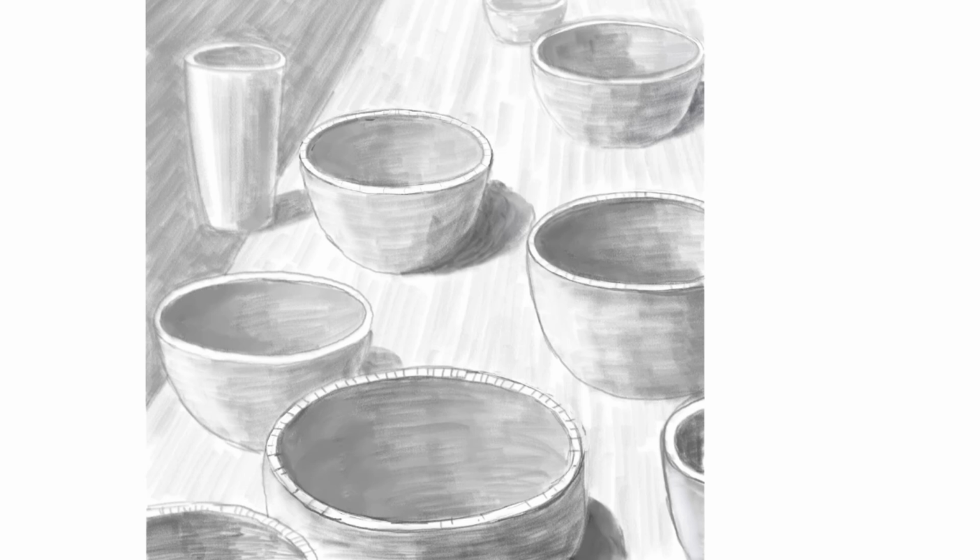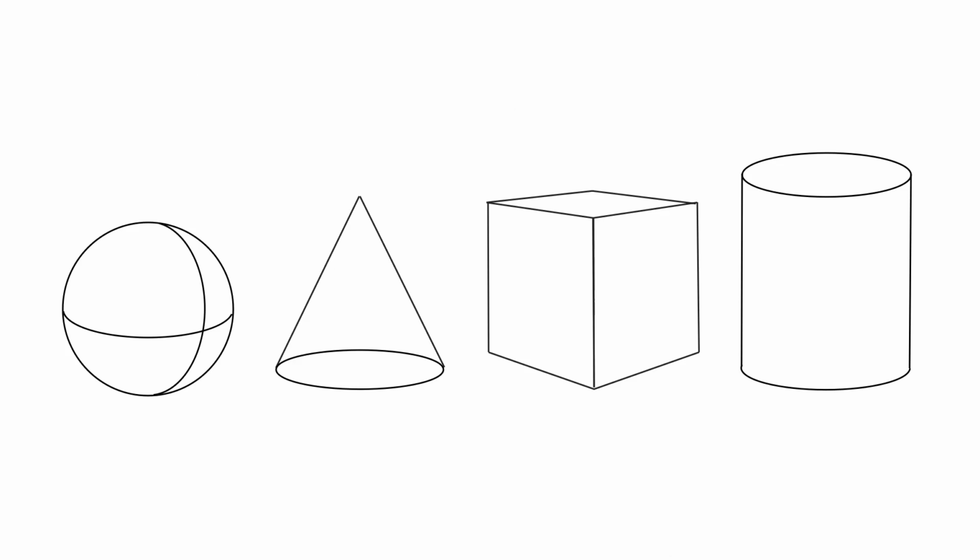An important step to being able to draw anything from your imagination is learning the rules of perspective. Learning the rules of perspective will allow you to create three-dimensional space in your drawings and to draw the simple forms, boxes, spheres, cones, and cylinders from any angle.